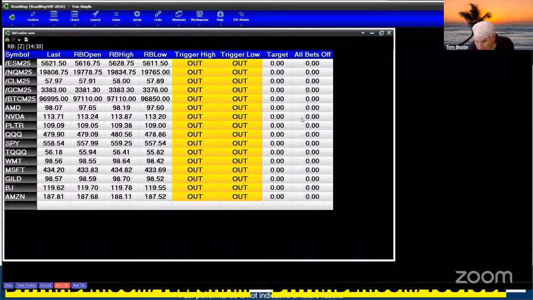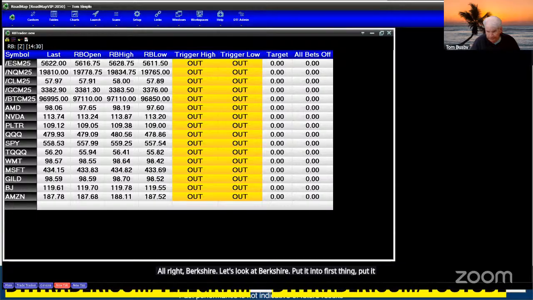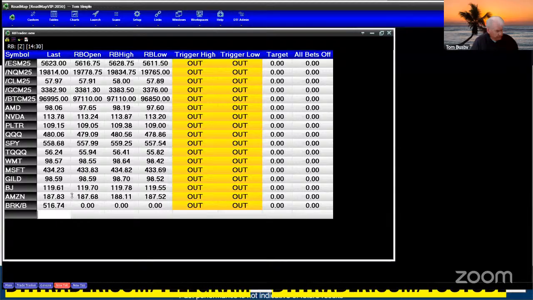I would, Carol. All right, Berkshire. Let's look at Berkshire. Put it into, first thing, put it in your roadmap trader. Okay, Berkshire trigger number is 518.55. About $1 higher than RB high. Okay, so we got our trigger number.